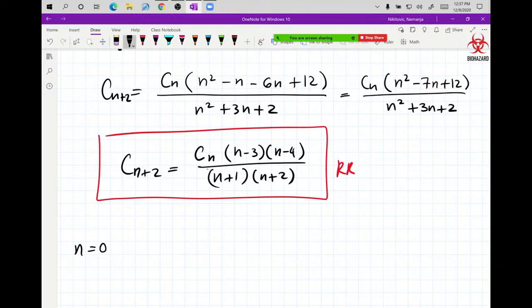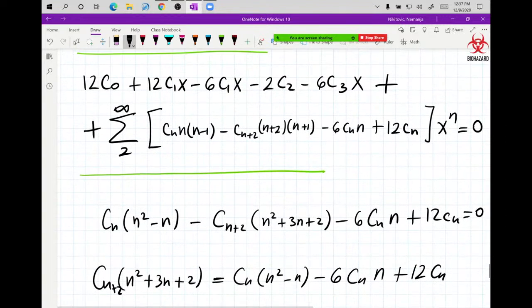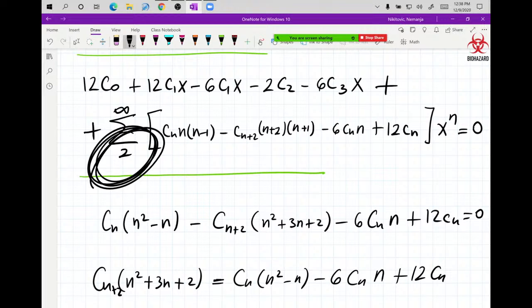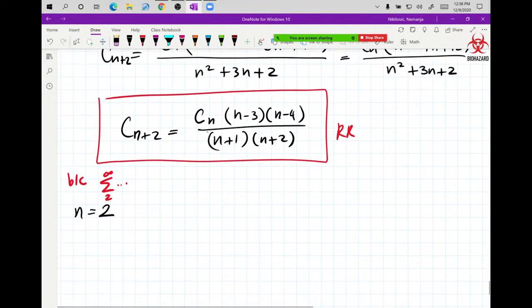Ooh, guys, terrible, terrible me. n equals 2, because the summation goes from 2 to infinity. See that? I made a mistake. Do we all agree that the first n you can use for the recurrence relation is 2? You have to be careful about those things. It's not automatically n equals 0. So n equals 2, the first number you get is going to be C4.